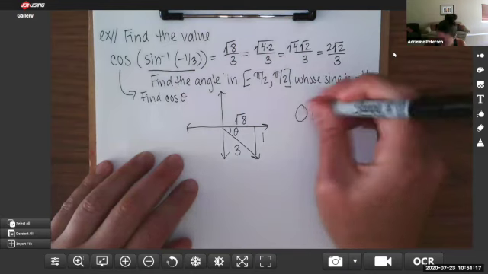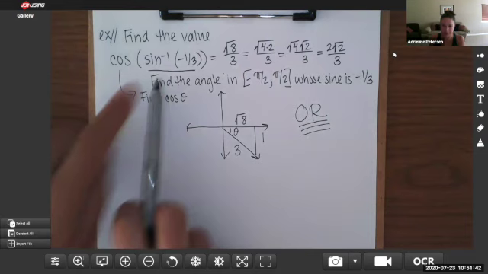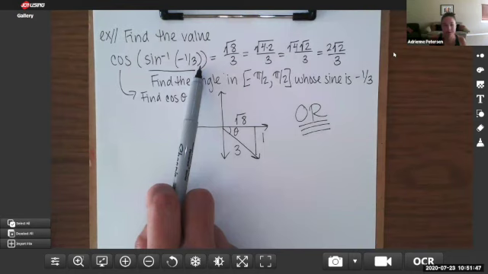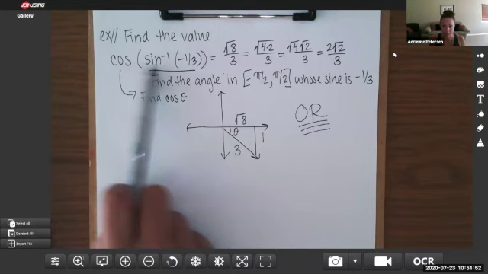There's another method for answering this problem. The good thing and also the bad thing about math is that usually there's more than one way to approach a problem. For all of the problems in this section, I like the graphical method, meaning drawing a picture. But the other way of solving this problem is algebraically, meaning using formulas. This part tells us we have some angle theta whose sine is -1/3, and we're asked to find cosine. So we know sine, we want to find cosine.